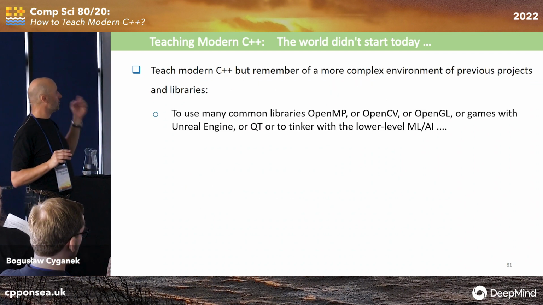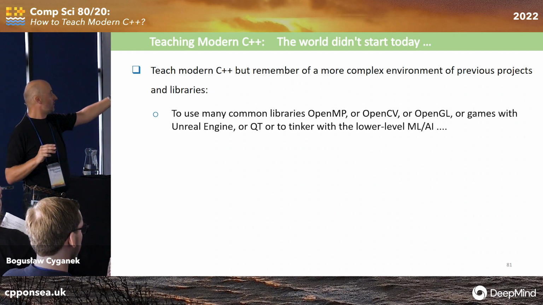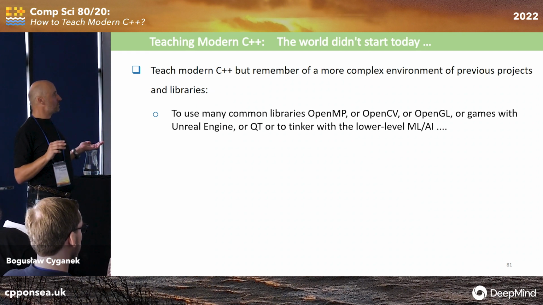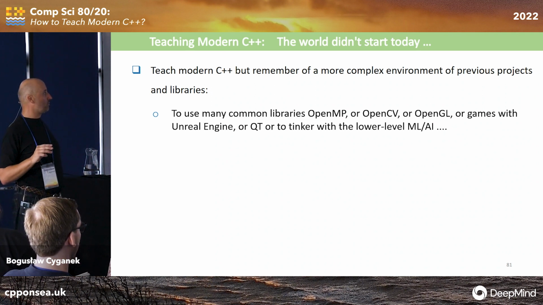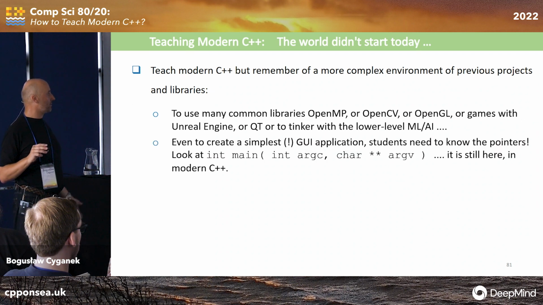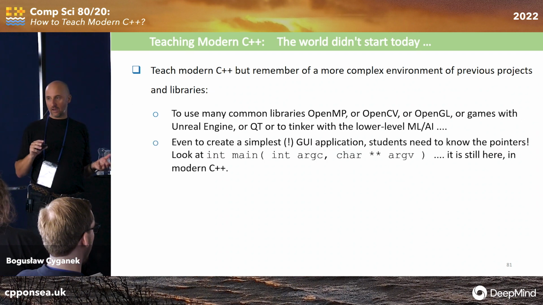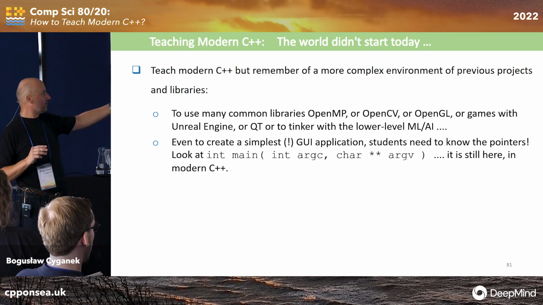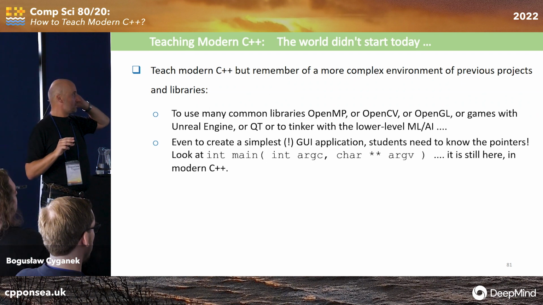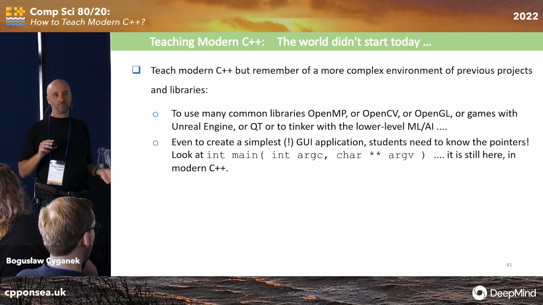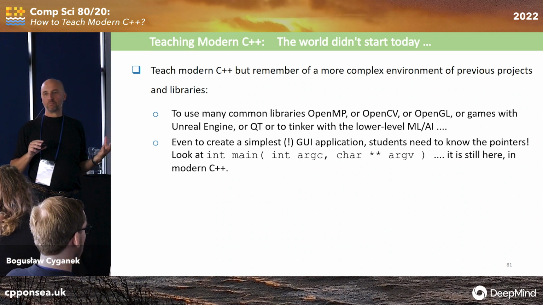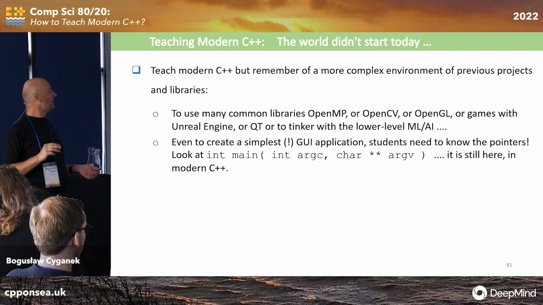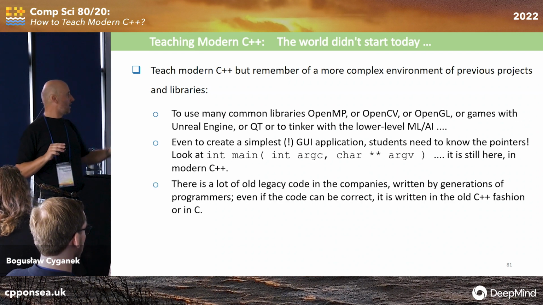So what's more? Well, we teach modern C++, but remember about this environment. Even if you buzz against OpenMP, GL, other libraries, you will find pointers and C code. Even this is still a valid construction in C++, main like this. So people will see this, and you need to explain at some point why this is working and what it does.